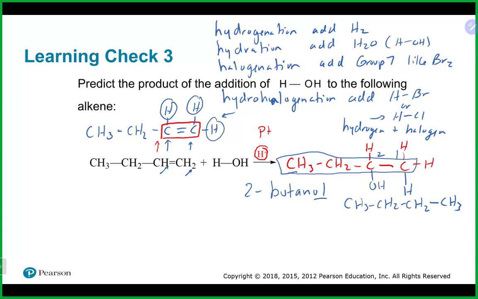So in this case, that would be this guy over here had the most hydrogens to begin with. If they were identical numbers of hydrogens on the double bond in each of those carbons, it doesn't matter. You can put it on either side. You'll end up with the same structure regardless.